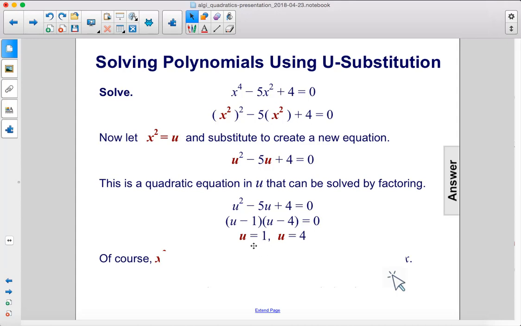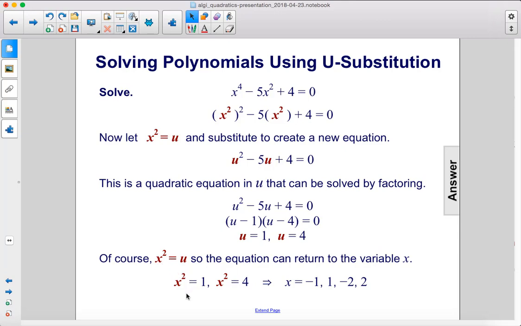Therefore, u can equal 1 and 4. So plugging x squared back in for u, we get x squared equals 1 and x squared equals 4. Therefore, x can be plus or minus 1 and plus or minus 2.